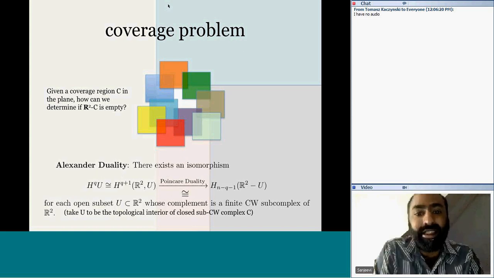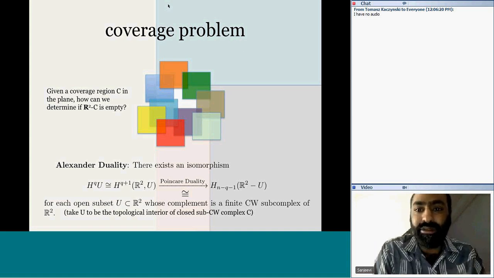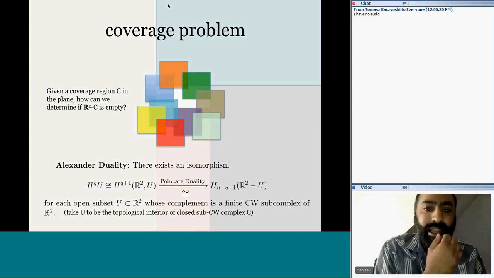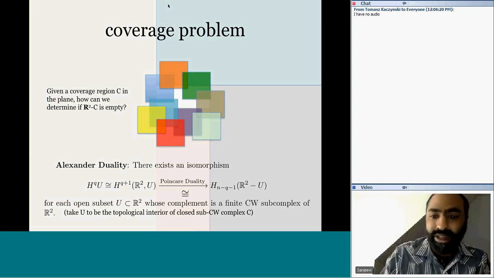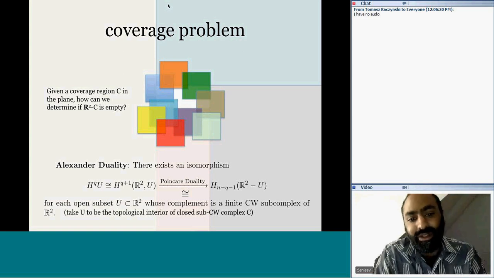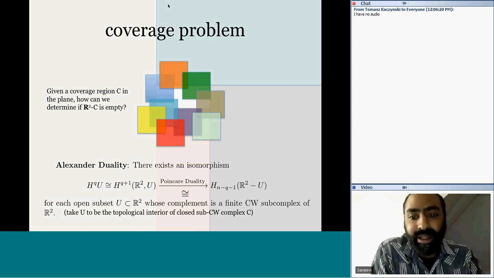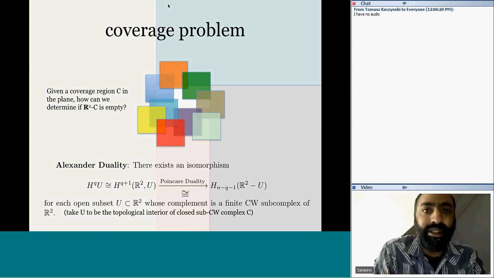Another way of completely characterizing sensor coverage is given by Alexander duality. Alexander duality is essentially a composite of a boundary homomorphism and Poincare duality. It's really a duality between the cohomology of nice spaces and the homology of their complement in Rn. There's a little bit of a typo here: instead of n, I should really have 2. It is given as follows. I start with some open subset of R2, so it's an open manifold, and the cohomology of that is isomorphic to the homology of the complement. Technical hypotheses.